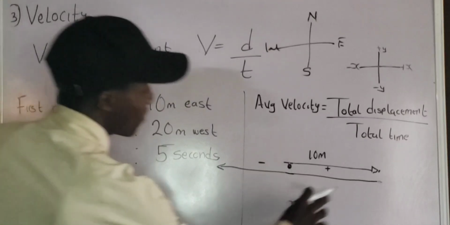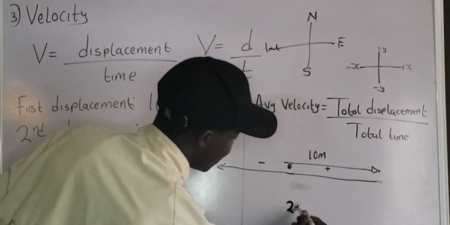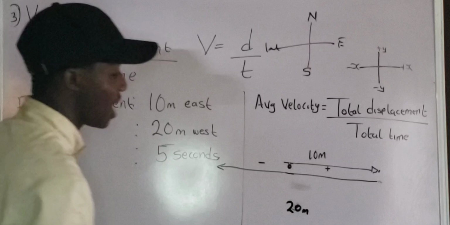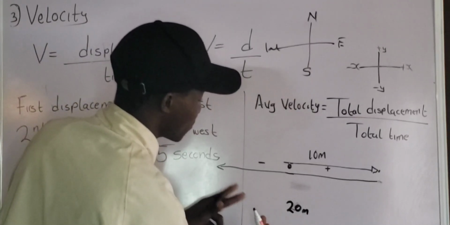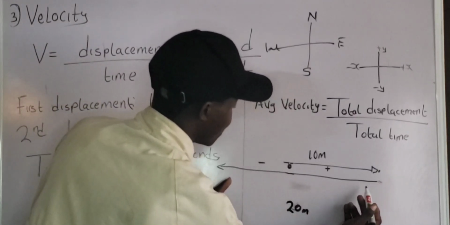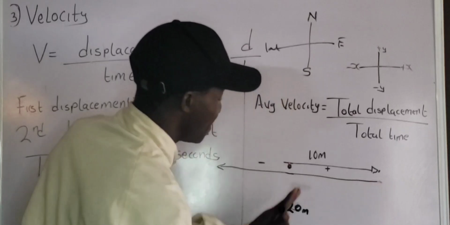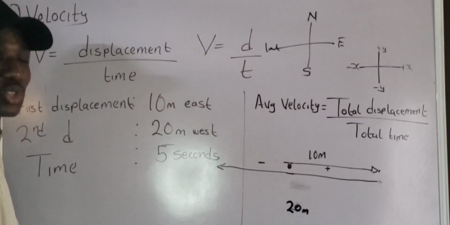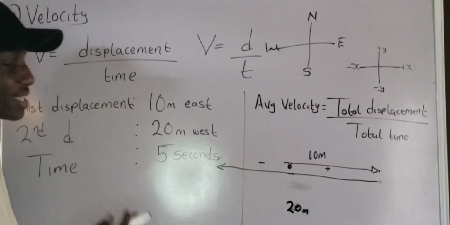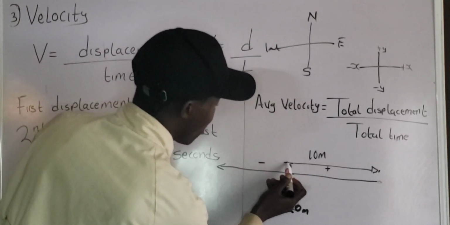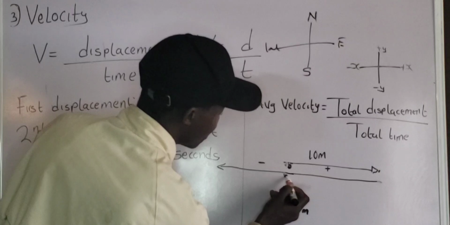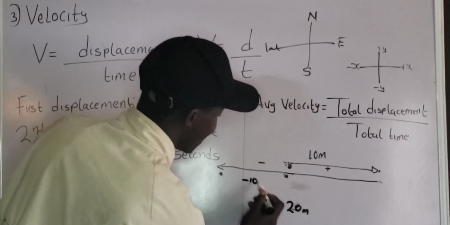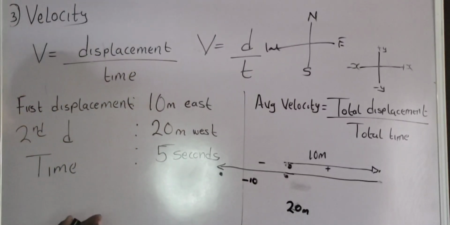The total distance from this point to this point is what? 20 meters. Okay? So now, if the total distance from this point to this point is 20 meters, but it traveled from this point 10 meters, so 10 meters minus 20 meters, that is what? Minus 10 meters. Do you understand? So the total displacement is what? Minus 10 meters. Because if I want to measure the displacement from this point to this point, that is what? Minus 10 meters, as it falls along the negative x-axis. Do you understand? Please, I want you to understand, okay?